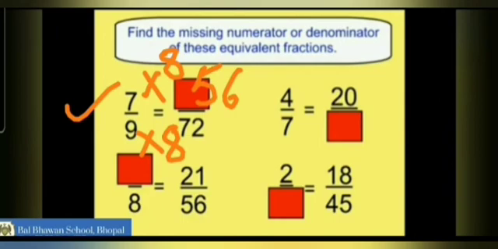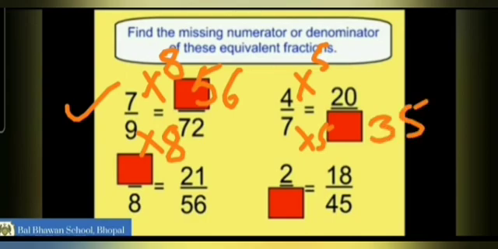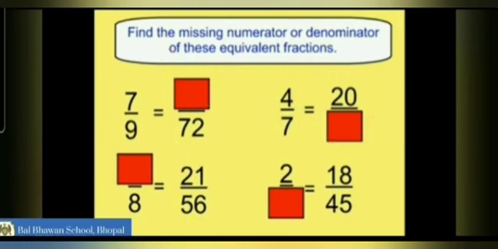Here, denominator is missing in 4 by 7 fraction. So, I know 4 5s is 20. Similarly, 7 5s will be 35. These were the questions when we were talking about multiplication. Now, children, what will happen if I want to find out the equivalent fraction of 21 upon 56?